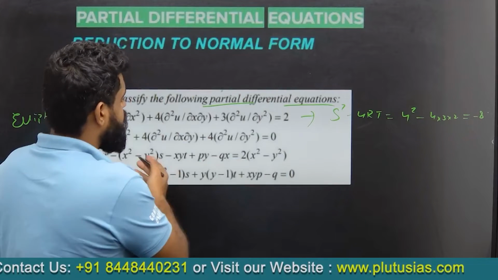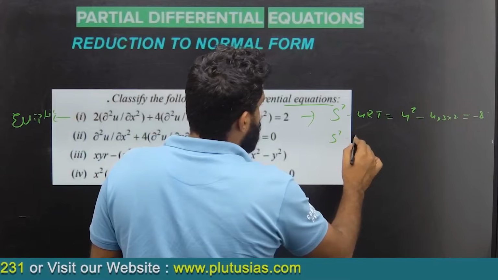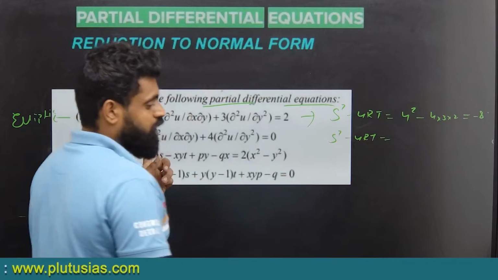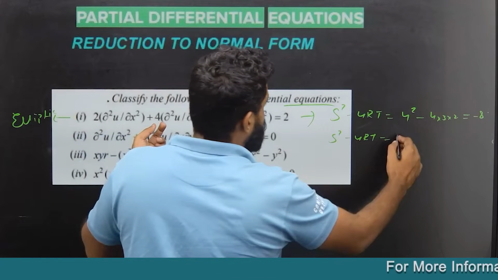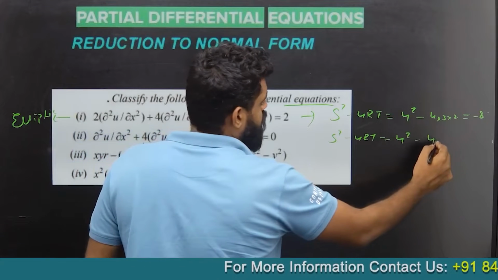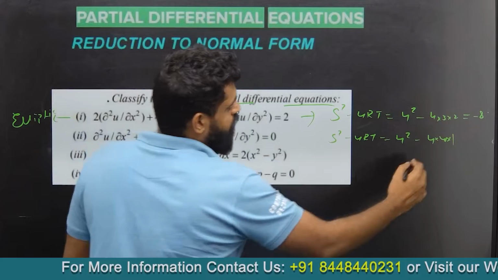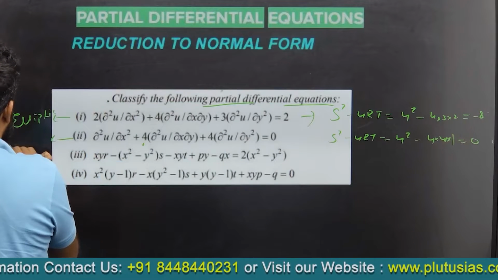Okay, again we are taking this case. We have s² − 4rt, as s is this 4 coefficient, that would be 4² − 4rt, r is 1 and t is 4, so we get 0. So this is parabolic in nature.